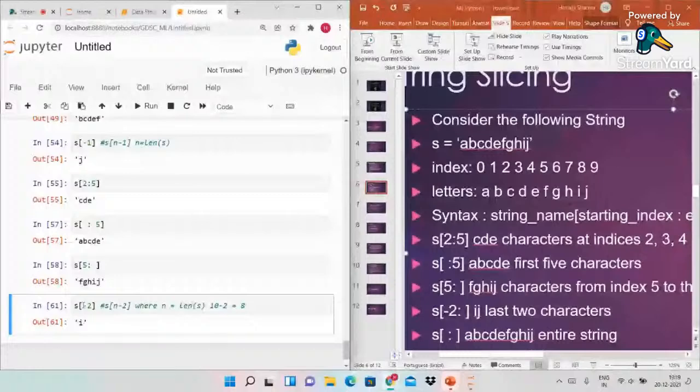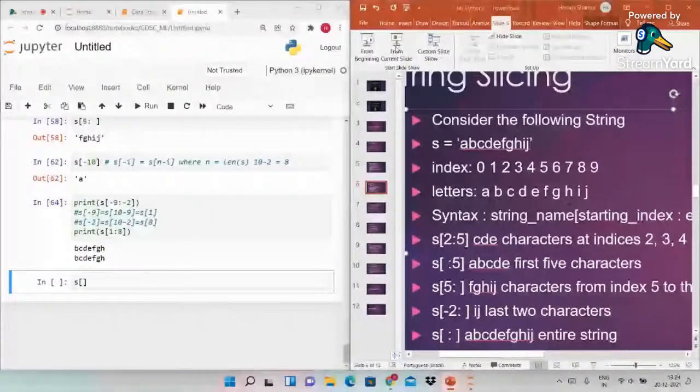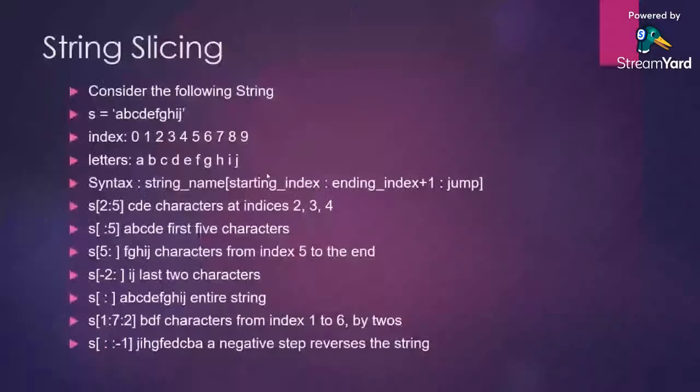Okay, now let us come to another interesting part of slicing, as I mentioned here: the string name, start index, end index. Are you clear up to the starting index and ending index, how we'll be using it? If you're clear with that, then we can go to the jump part. Jumping is usually used for skipping indices. Let me take an example from 0 to 10. It's the whole string. Because 10 is the length of the string, we'll be considering up to index 9.